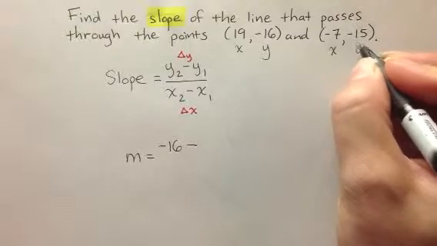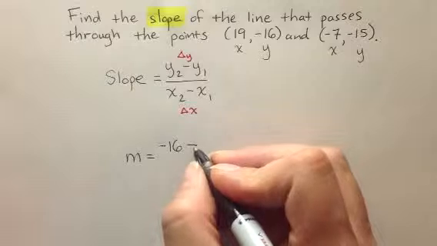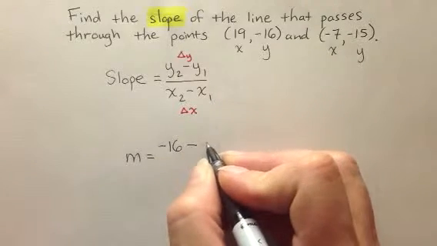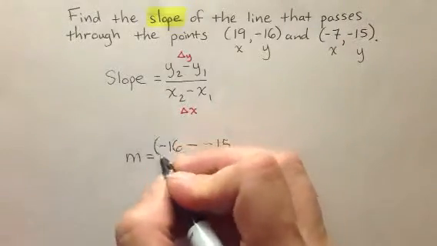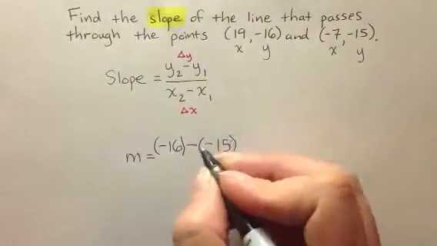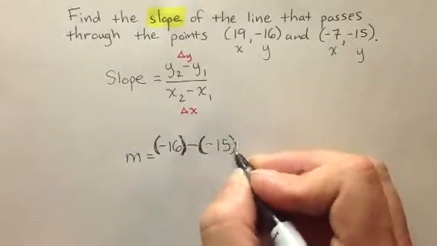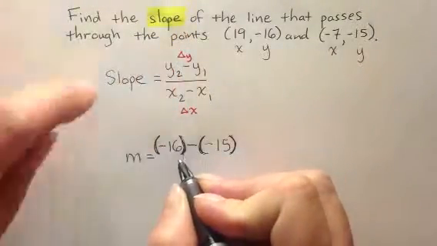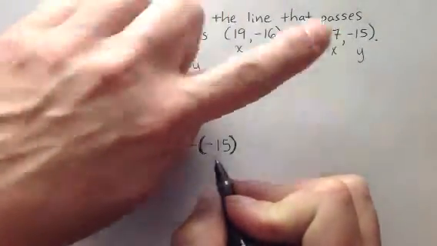Now my second y is negative, so I have to be careful. This is minus. I haven't written down the negative yet. It's negative 16 minus negative 15. Okay, sometimes parentheses will help make sure you're being more clear here. Okay, the formula has a minus in it. So negative 16 minus negative 15.